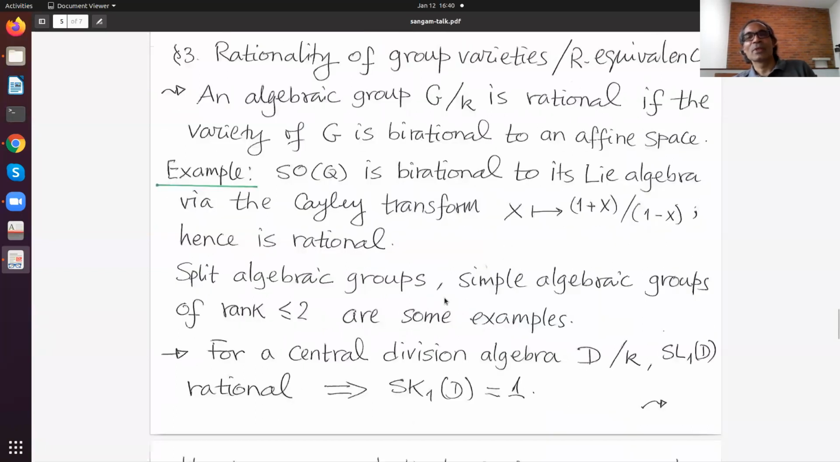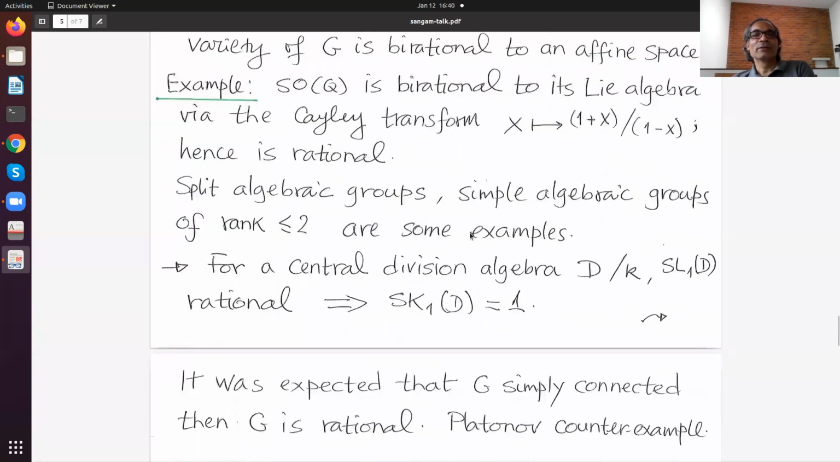For example, here I have made a mistake again. SO_Q is, in fact, this is correct, birational to its Lie algebra. And what I have written is true for SO_N. Here the same little modification will give you a proof for SO_Q also. So this is a rational group. And what are called split algebraic groups are rational. So SL_N, for example, is a rational group.